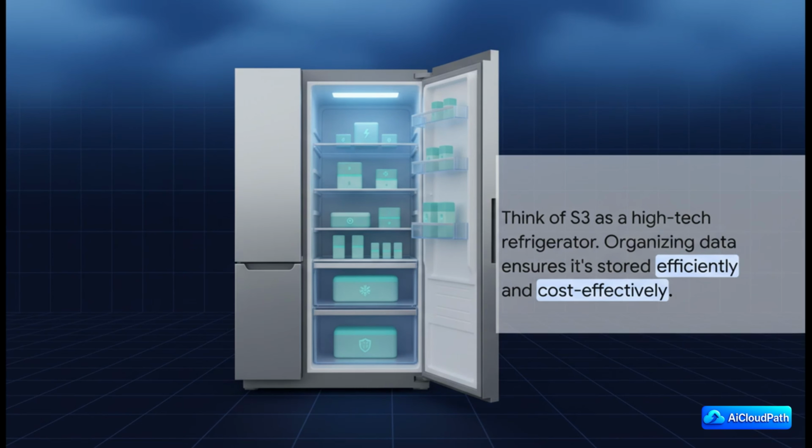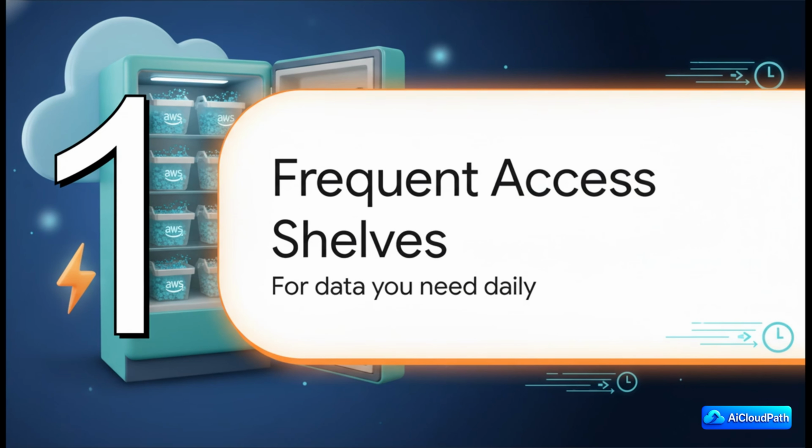Well, here's the trick. I want you to think of S3 as a giant, high-tech refrigerator. Yeah, a refrigerator. Some stuff, you need right at the front where you can grab it instantly. Other things can go in the back. And some stuff, well, it belongs deep in the freezer for long-term storage. If we organize our data this way, we can make sure everything is stored super efficiently and, most importantly, cost-effectively.